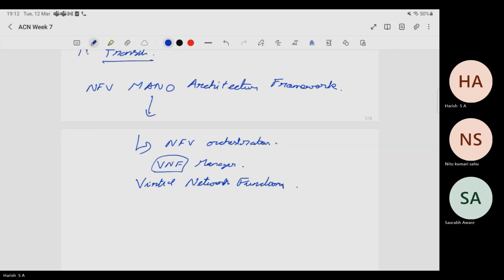Right. So what are all the benefits of network function? What are the key benefits of going with this function virtualization? Correct. So let's talk about the benefits and let's move on to the questions.